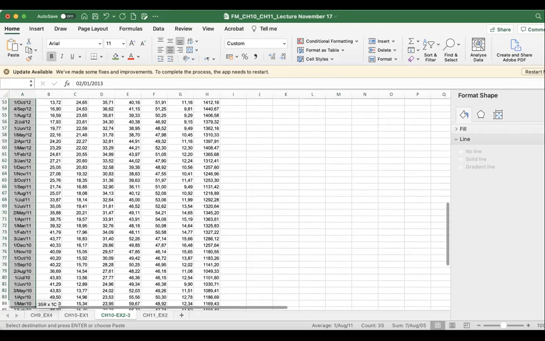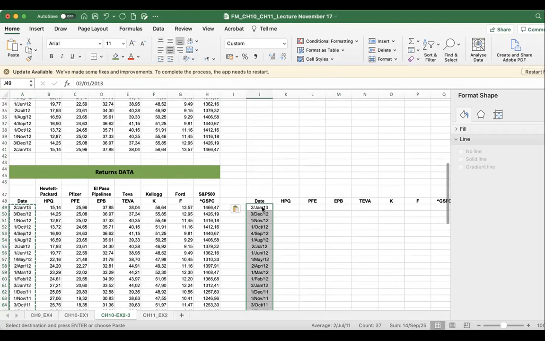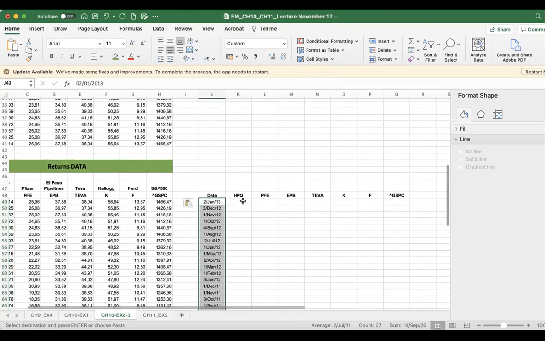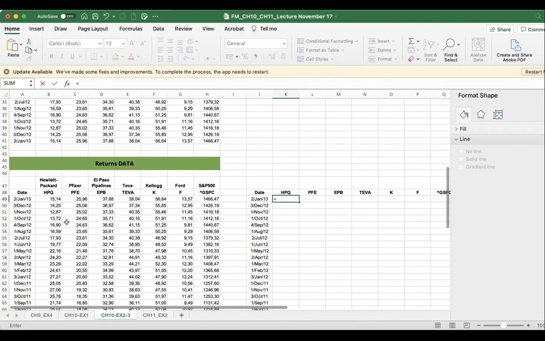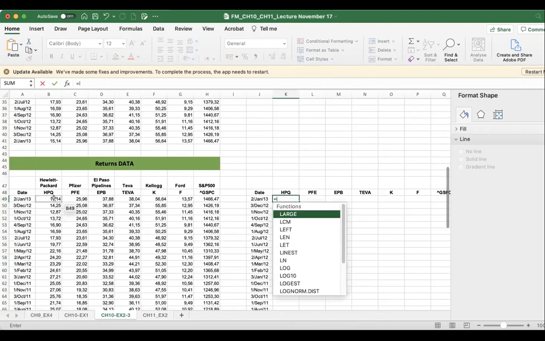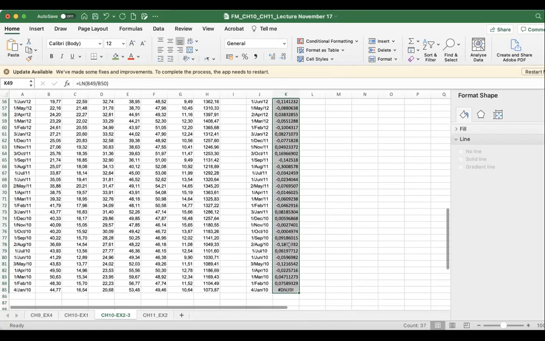So we got the table here for the dates. Now the returns. So equals, for Hewlett-Packard for example, January 2013, so logarithm, ln, this one, January 2013 divided by December 2012. And then double click, we got the returns.